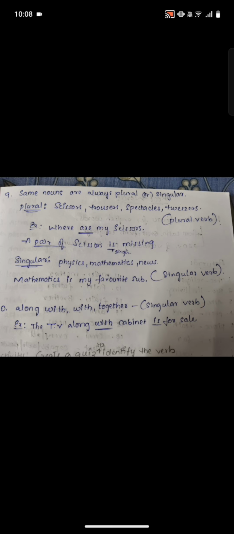So these are the rules for verbs: where we can use them and where we should not, how to use a singular verb or a plural verb, and in which formation we can use the verbs. So today we have completed our lesson on verbs and the types of verbs.